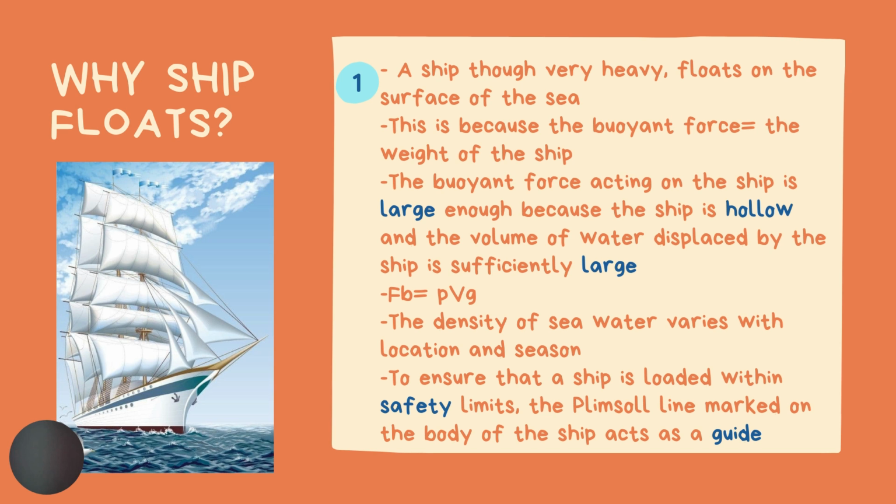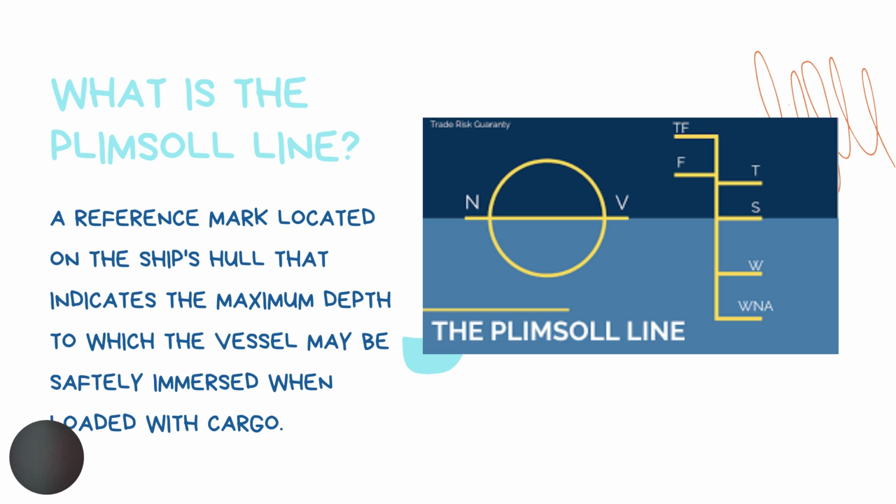And lastly, to ensure that a ship is loaded within safety limits, the Plimsoll line marked on the body of the ship acts as a guide. So what is the Plimsoll line? A Plimsoll line is a reference mark located on the ship's hull that indicates the maximum depth to which the vessel may be safely immersed when loaded with cargo.